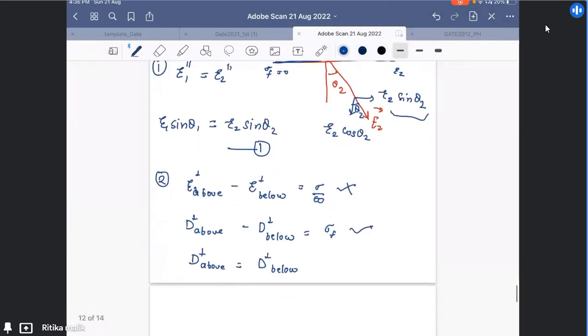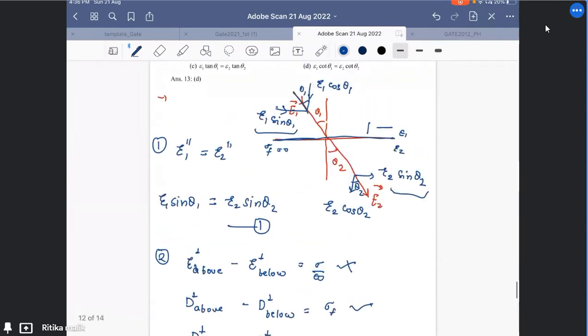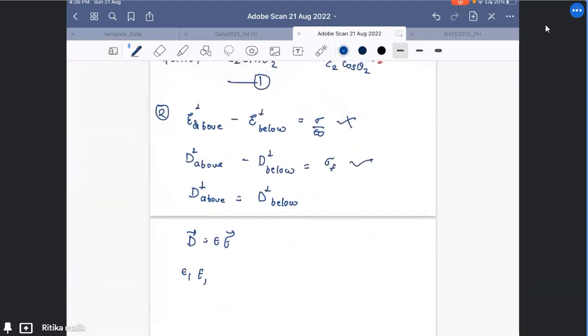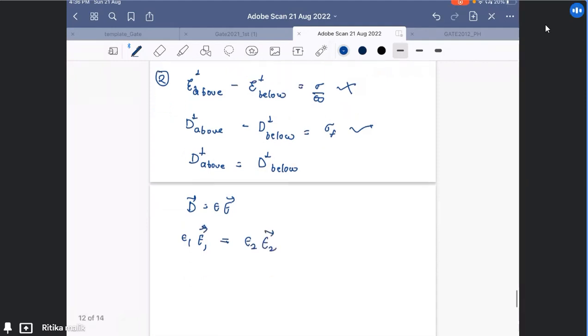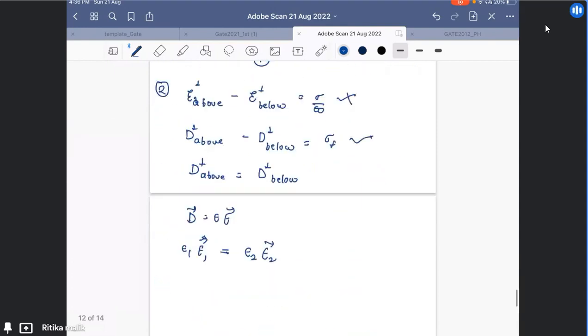So how is D related to epsilon and the electric field? The D vector is given by epsilon times the electric field. So we can also write that E1 epsilon 1 above and below are related to E1 and E2. So I just use E1 epsilon 1 equals E2 epsilon 2. We have to look for only the perpendicular component, which is cos theta 1. So epsilon 1 E1 cos theta 1 equals epsilon 2 E2 cos theta 2.